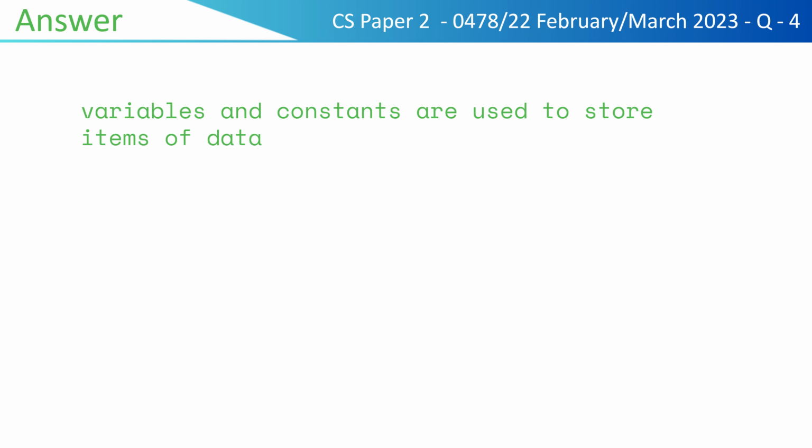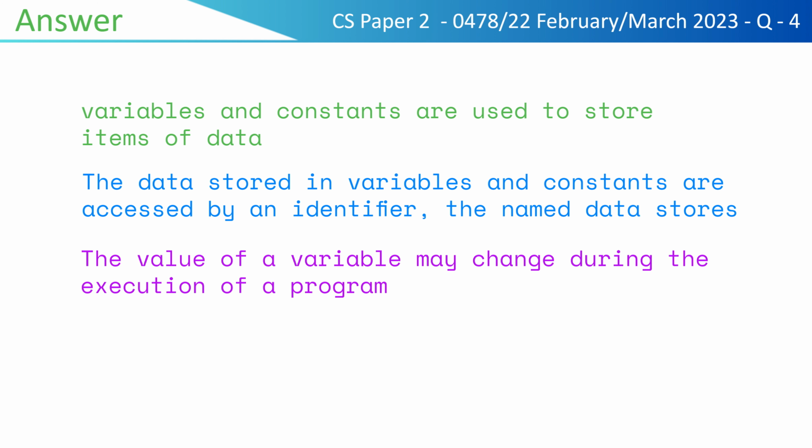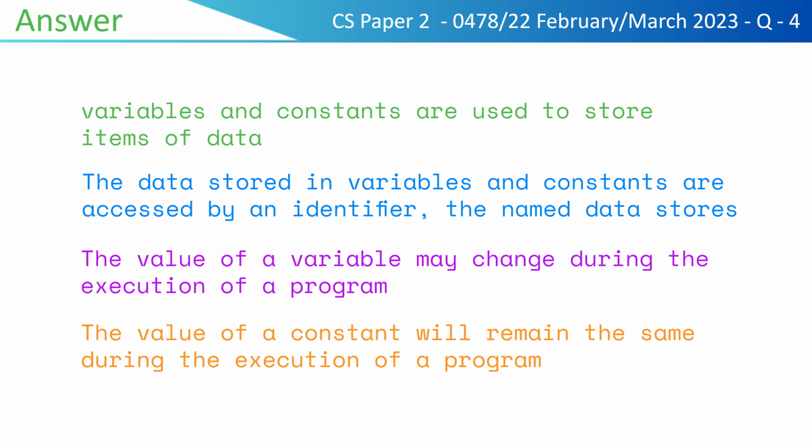So we can conclude our answer like below. The variables and constants are used to store items of data. The data stored in variables and constants are accessed by an identifier that are the named data stores. The value of a variable may change during the execution of a program. The value of a constant will remain the same during the execution of a program. That's it. Excellent! We have completed our answer.